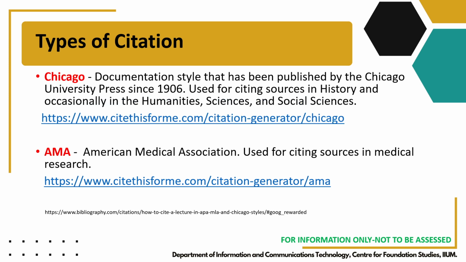The next one is the Chicago citation. It refers to the citation style established by the Chicago Manual of Style, which is widely used in the fields of history, literature, and some other disciplines in the humanities. There are two main variations of the Chicago style: the notes and bibliography system, commonly used in arts and humanities, and the author-date system, commonly used in the social sciences.